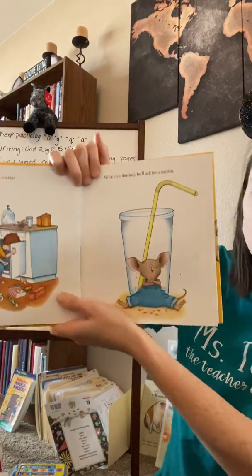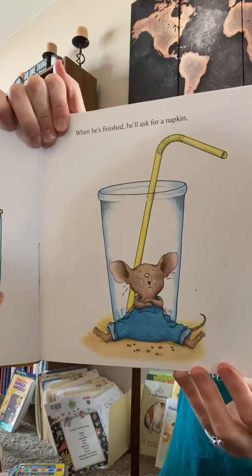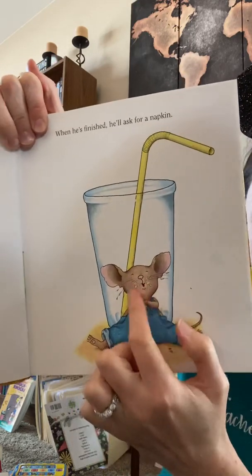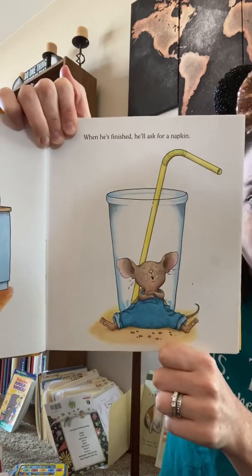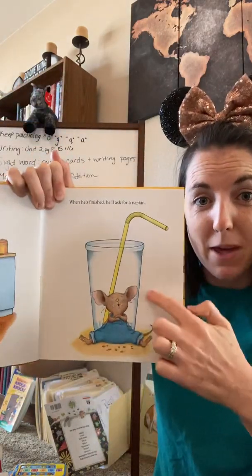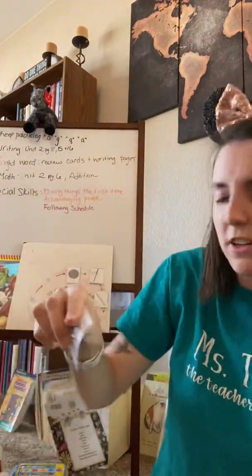When he's finished, he'll ask for a napkin. Look, his face is so dirty. He needs to wipe it off. How does he feel? He's probably full. That was a big glass of milk and a giant cookie.